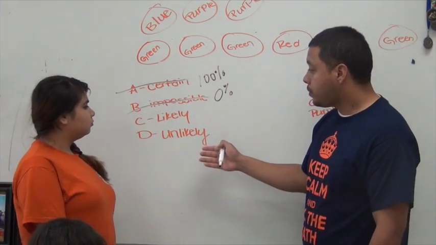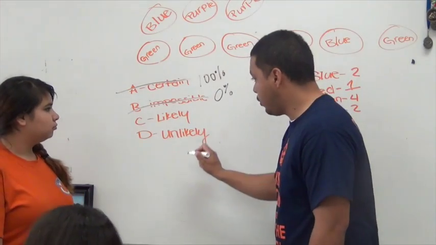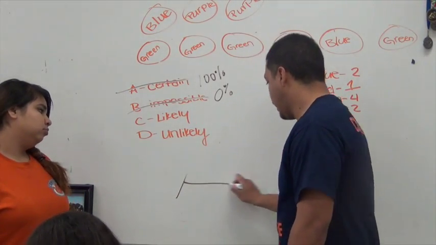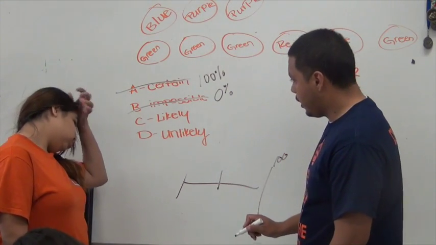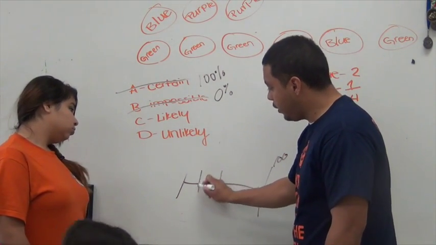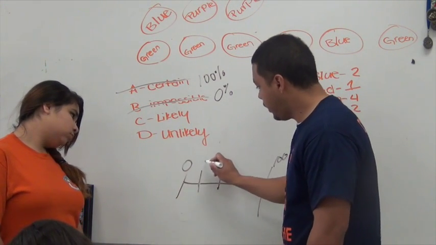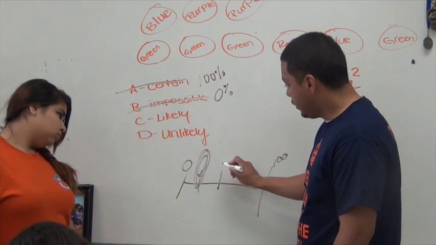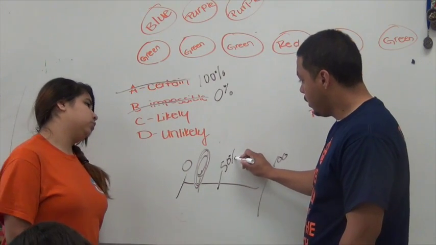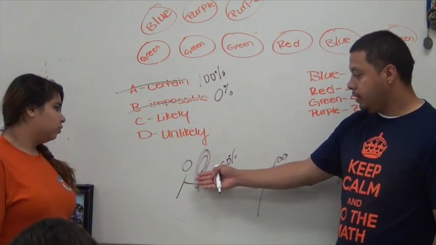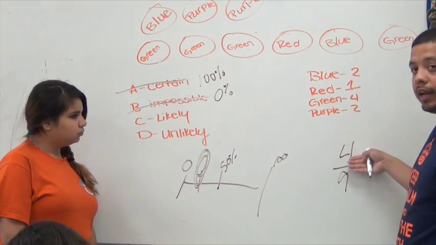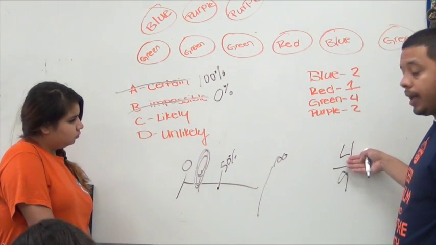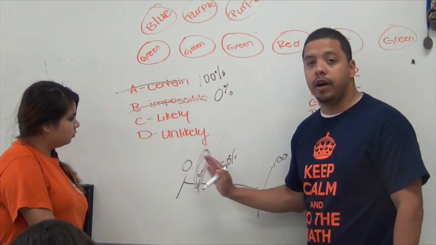Now, unlikely, if you think about it as this being 100% chance, unlikely falls under here, around this area. This is 50% chance. Okay? Unlikely falls under here. So you look at your fraction. Is this less than half? And if it is, you kind of base your answer on that.